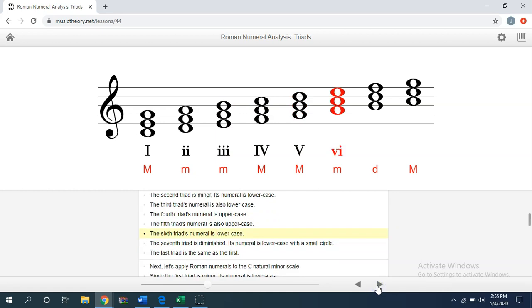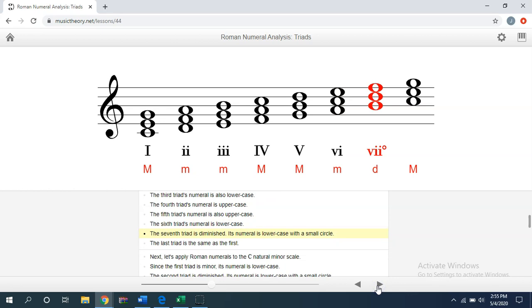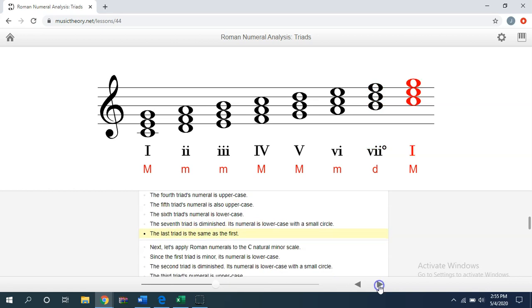The sixth is minor. The seventh is diminished, which means it's going to be lowercase, and it's going to have that little degree sign. And then lastly, we get to our 8th chord of the scale, which is the exact same thing as number 1, just up an octave, which of course means that it is going to be major. Okay, this is the order of our major and minor chords.